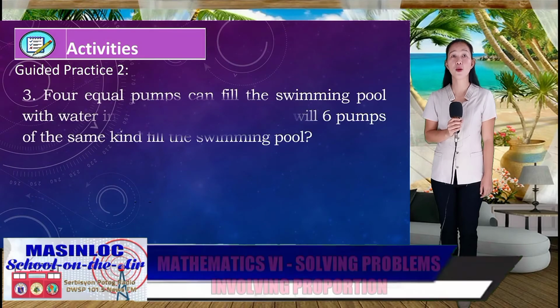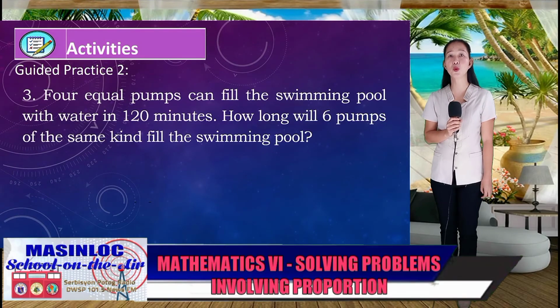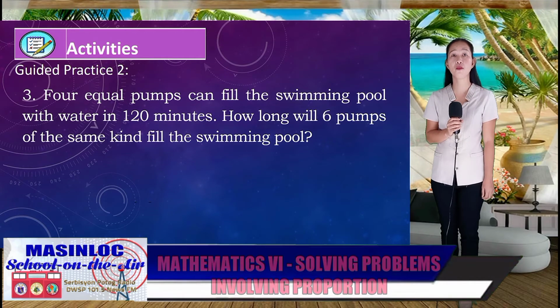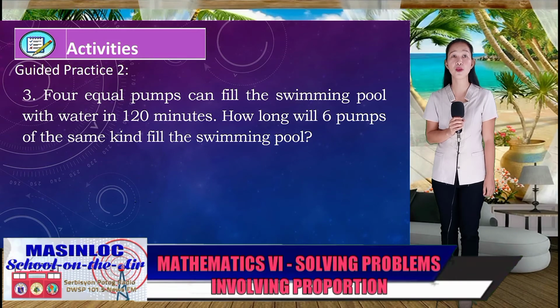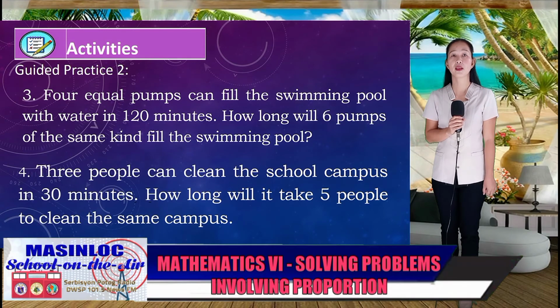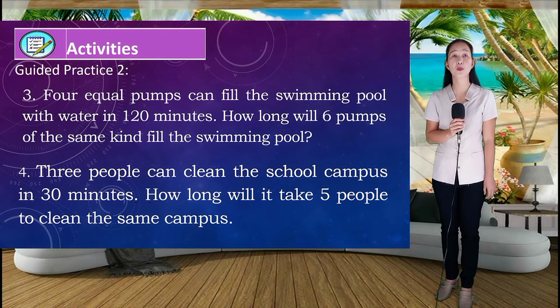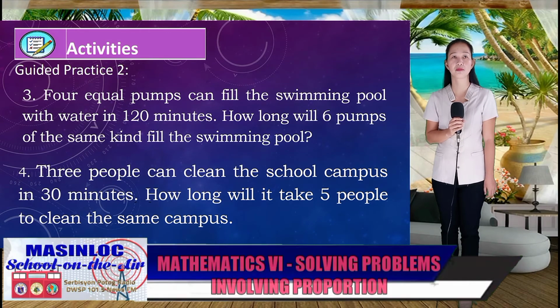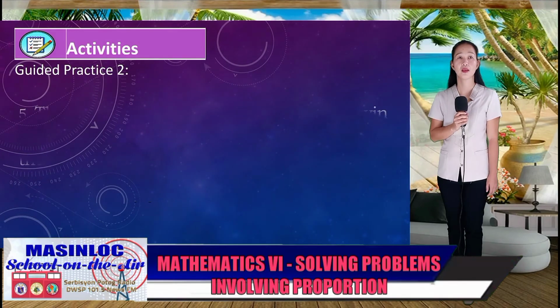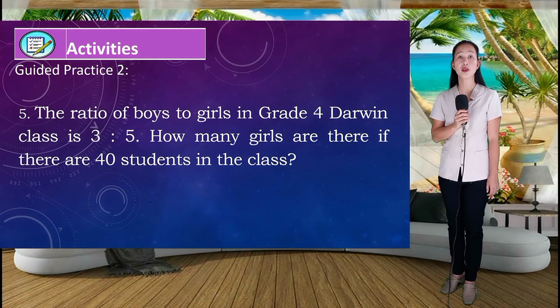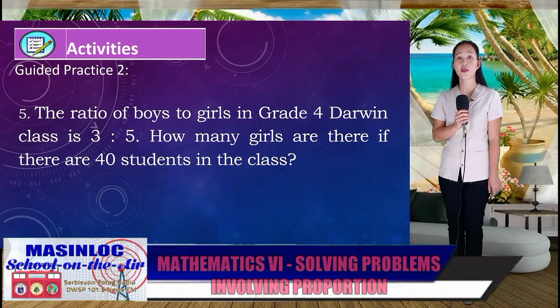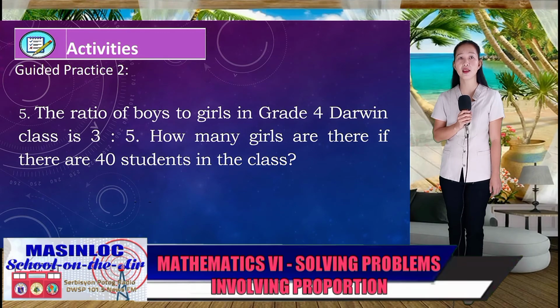Number 3. 4 equal pumps can fill the swimming pool with water in 120 minutes. How long will 6 pumps of the same kind take to fill the swimming pool? Number 4. 3 people can clean the school campus in 30 minutes. How long will it take 5 people to clean the same campus? Number 5. The ratio of boys to girls in grade 4 Darwin class is 3:5. How many girls are there if there are 40 students in the class?